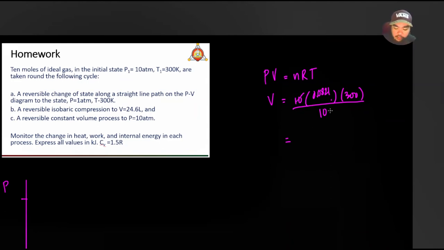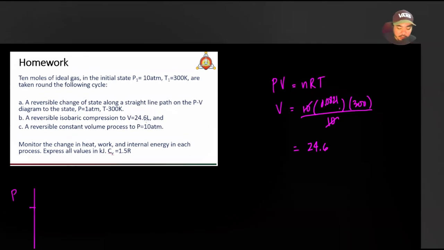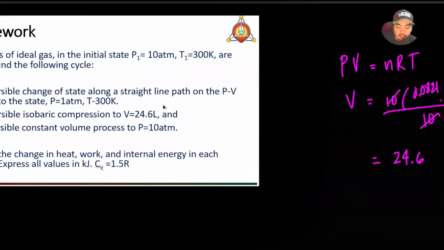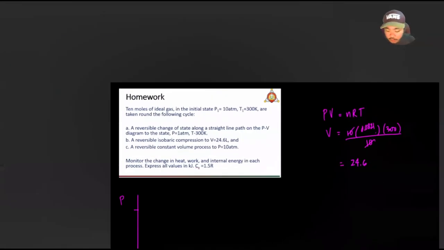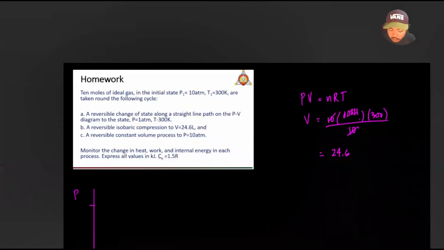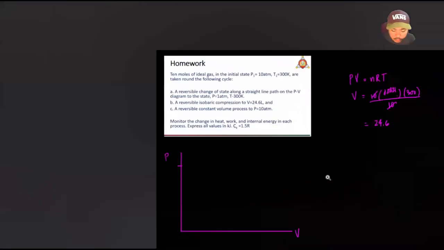So, this cancels out. So, we just have 0.0821 multiplied by 300. And if you do the calculations, 0.0821 multiplied by 300 gives me 24.63. Let's just use 24.6, kasi if you notice, naka 24.6 din dito. So it's convenient na gawin natin siyang 24.6 as well. Okay? So we have 24.6 liters, we can now begin to plot it.